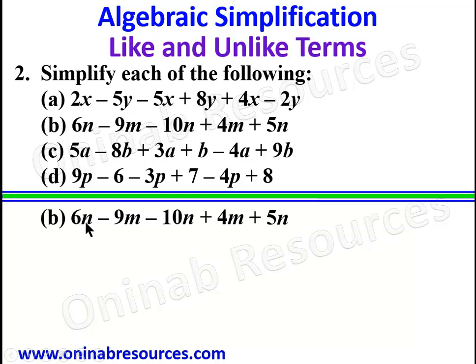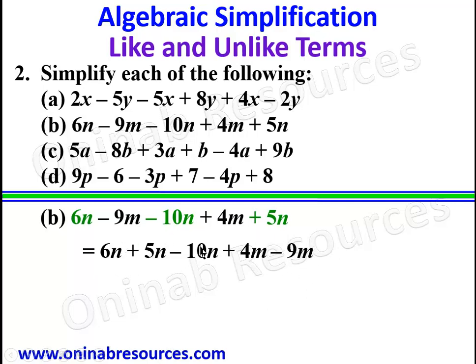For 2b, there are terms with m and there are terms with n. So we identify them. These are the terms with n. So we start grouping them together. So we have 6n plus 5n, then minus 10n. Then the terms with m, so starting from positive term, I have 4m minus 9m.